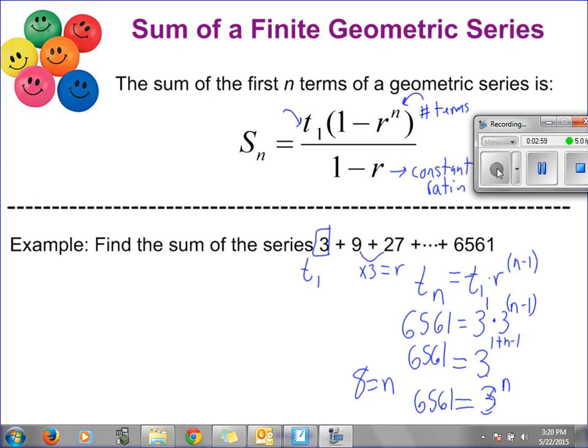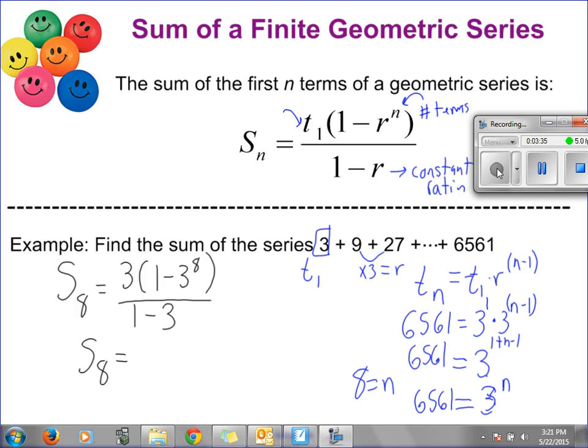We're looking for the sum of the first 8 terms in this series. We know that t sub 1, our first term, is 3. We know that r is 3 as well. And we are going to the 8th power. And then from there, we're looking at 1 minus r, which is in this case 3. So to figure out our sum, we essentially have to deal with that expression there.